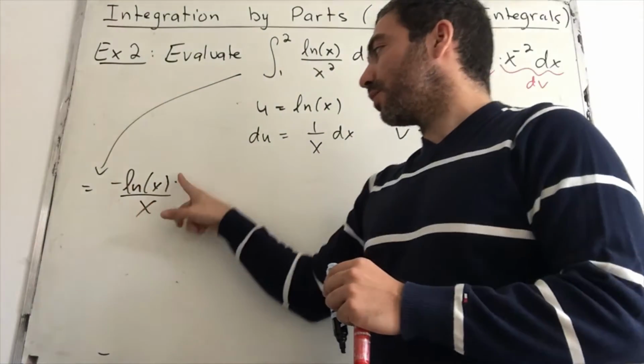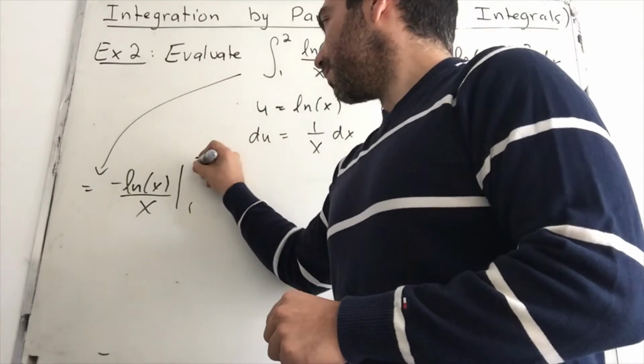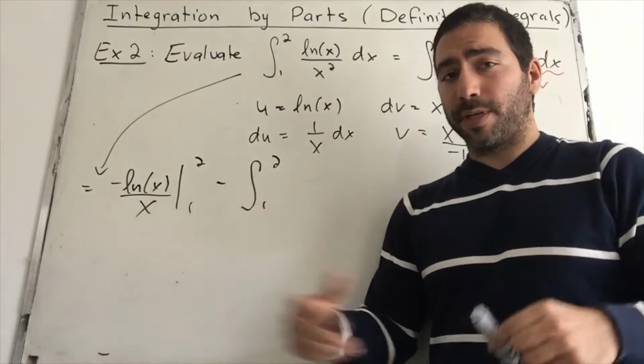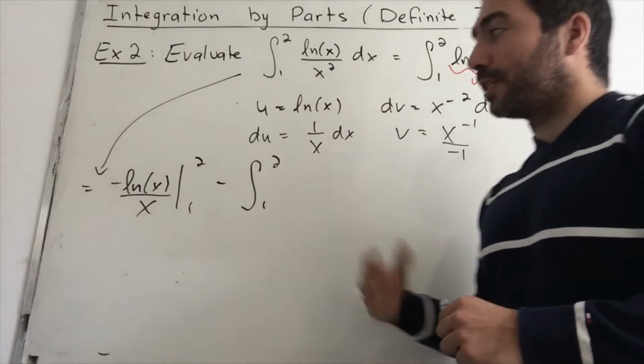So we get negative ln of x over x, and we're evaluating it from 1 to 2, minus the integral, again from 1 to 2. We do not change the bounds of integration because we're not applying a u substitution. This is integration by parts. The bounds of integration stay the same.